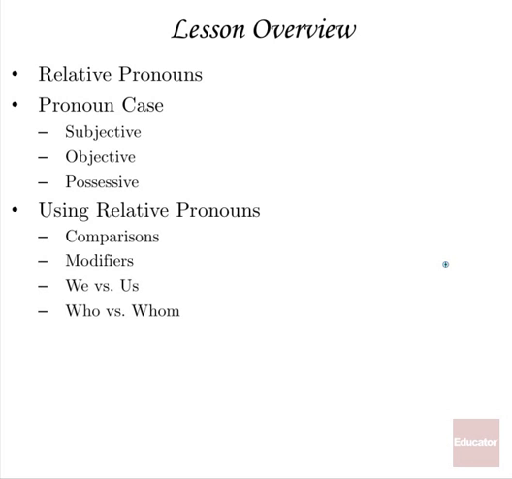So we're going to go over it, and by the end of this lesson, you will know exactly which one to use. We're going to begin with looking at relative pronouns, what they are, what they do. Then we're going to look at the three cases of pronouns in English: subjective, objective, and possessive. Trust me, you use this stuff. Then we're going to look at how to use relative pronouns like who and whom. You're going to look at how to use them in comparisons, how to use them as modifiers, when to use we and when to use us, and finally, we're going to wrap it all up with who versus whom.